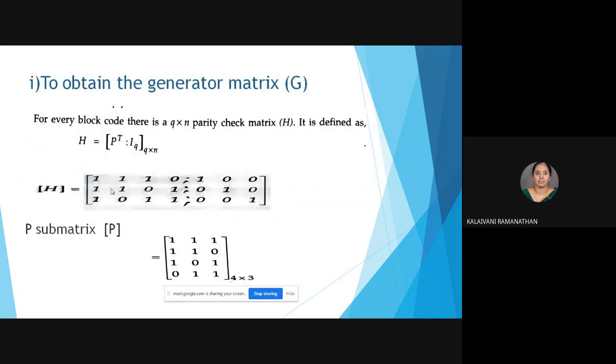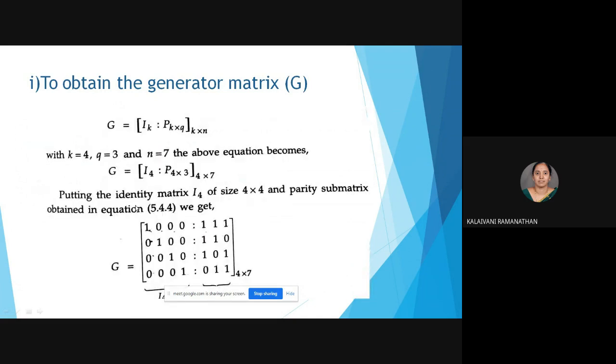To obtain the generator matrix, we have to note down that the parity check matrix is represented by H equal to [P transpose, I_Q], where P represents the parity matrix and I represents an identity matrix. Here H is given like this. From this H, we can note down the P matrix by transposing the first half of the matrix. So the row 1110 becomes a column. Similarly, the next column will be 1101 and then the last column will be 1011.